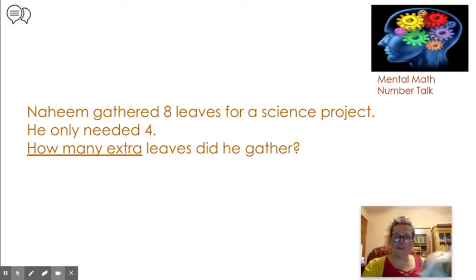So let's go ahead and jump into our number talk. This says Nahim gathered 8 leaves for a science project. He only needed 4. It says, how many extra leaves did he gather? I've underlined the words, how many extra. Does that tell you you're adding or subtracting? If you said subtracting, you are correct. So go ahead at this time and think, what is 8 minus 4? If you got 4, you are correct.